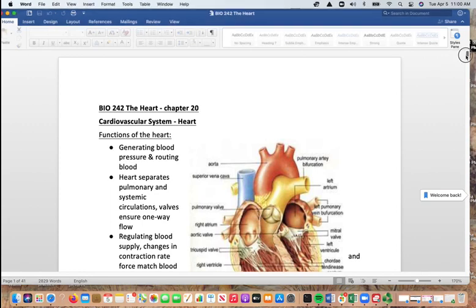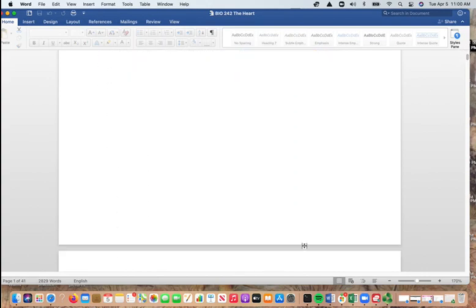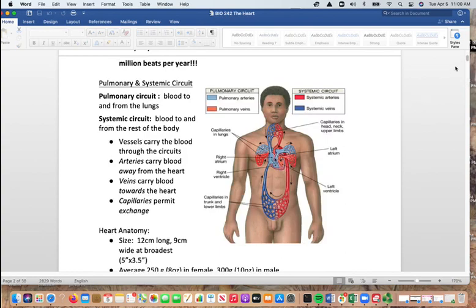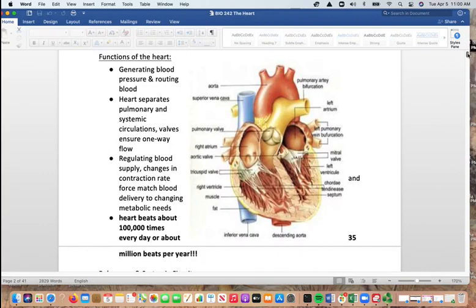So the function of the heart is to generate blood pressure and to create the flow of blood throughout the body. And so we separate the heart when we're looking at it into the pulmonary and systemic circulations. The blood is going to have both oxygenated and deoxygenated portions in it. We have valves along the way that's going to ensure that the flow is one way and that we don't mix the oxygenated and deoxygenated blood.